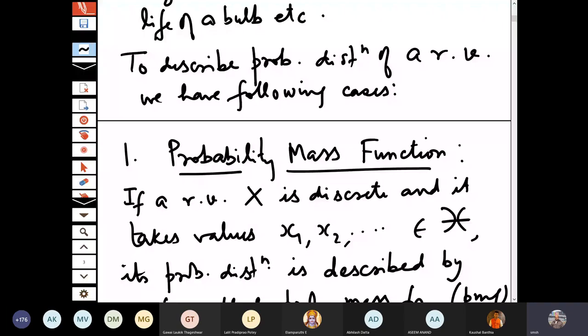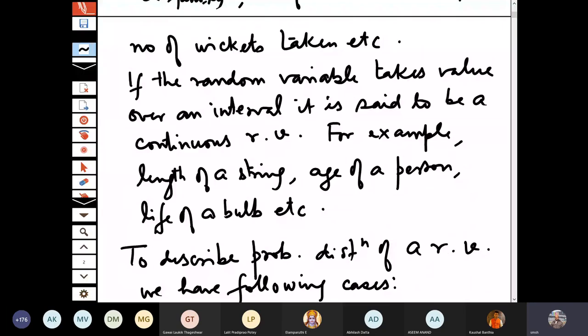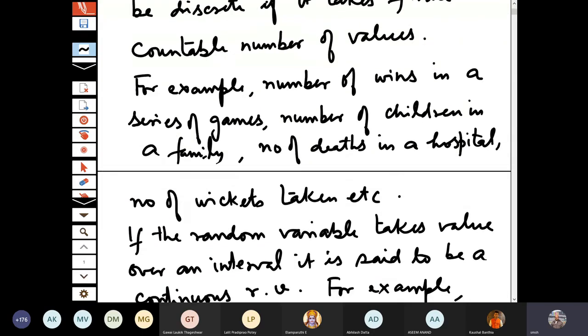First of all, we have two types of random variables. One is called a discrete random variable and another is called a continuous random variable. If the random variable takes a finite or countably infinite number of values, then it is said to be a discrete random variable. So for example, we count the number of heads, the number of wins, the number of children, number of students. Whenever we do this kind of counting, which can be finite or countably infinite, it is said to be a discrete random variable.